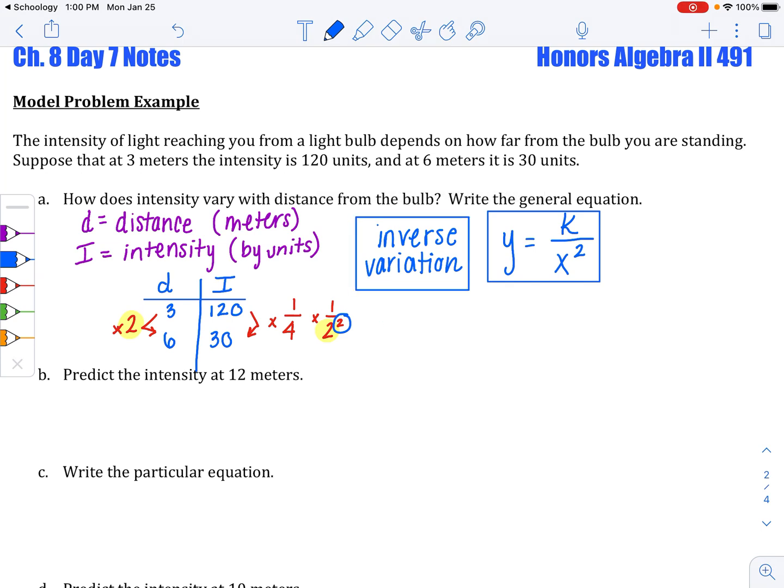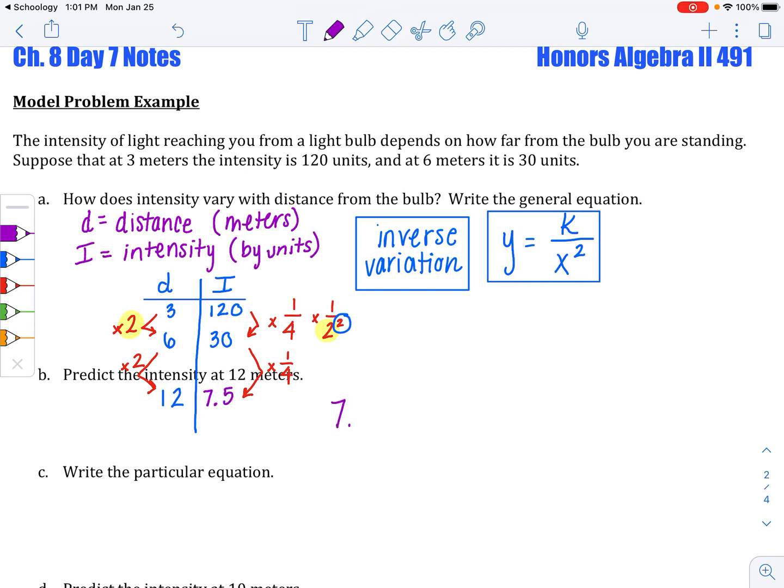Part B, predict the intensity at 12 meters. Well, notice that could be an extension from our table. So if I just keep going down, 12, I'm trying to predict the intensity. From here to here is still times 2. From here to this unknown is going to be the same times 1 over 4 or times 1 over 2 squared. However you want to do that, you'll land with 7.5.